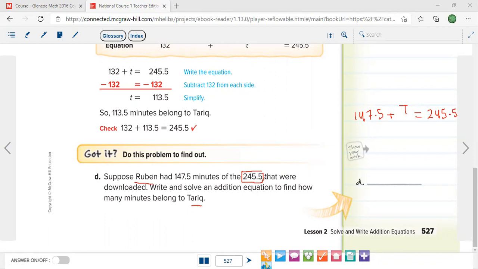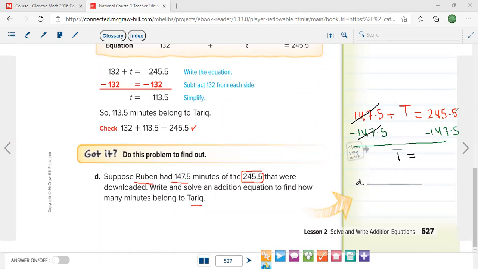Again, this is the total number of Robin and Tariq, and we know Robin. So 147.5 plus the number of minutes of Tariq, I call it T, will be the total 245.5. Now we need to know what T is. So we are going to use subtraction, minus 147.5, minus 147.5. Now we will get what T is exactly, because this number will cancel this number and T remains in the left hand side alone.